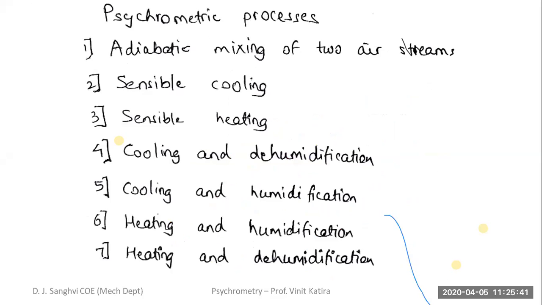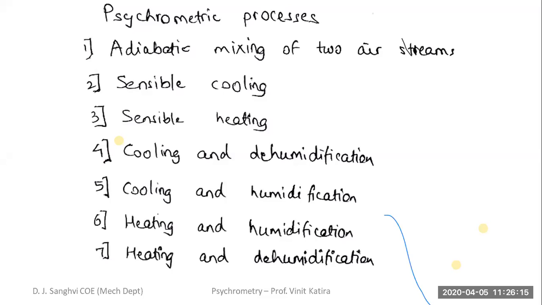So we can carry out these 7 psychrometric processes. First one is adiabatic mixing of two air streams, wherein the resultant or the mixed airstream will have properties in between the two airstreams. If one particular airstream is having a greater volume flow rate, then the resultant property will be closer to that airstream. Second psychrometric process is sensible cooling.